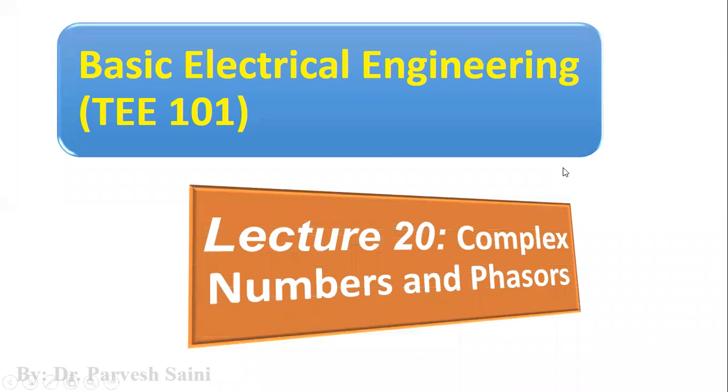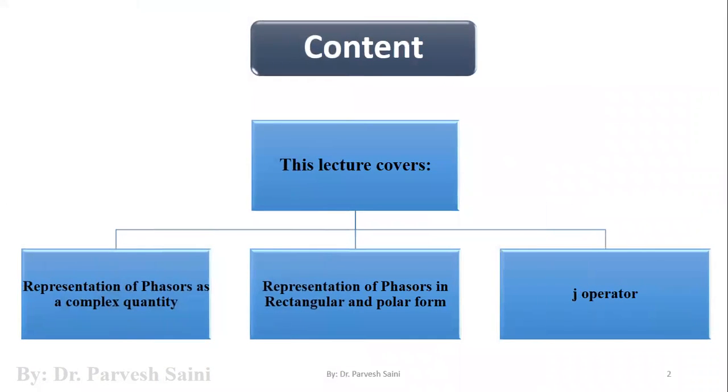In this lecture, we will discuss complex numbers and phasors. So this lecture will cover the representation of phasors as a complex quantity, the representation of phasors, basically a complex quantity, in rectangular and polar form. And then we will discuss the J operator.